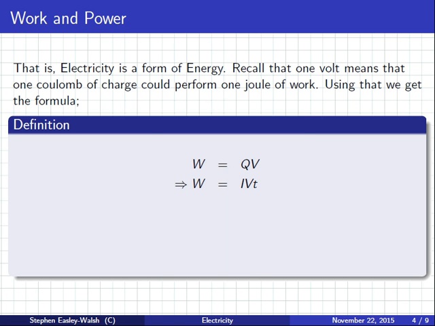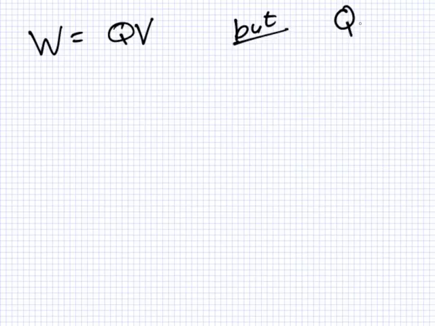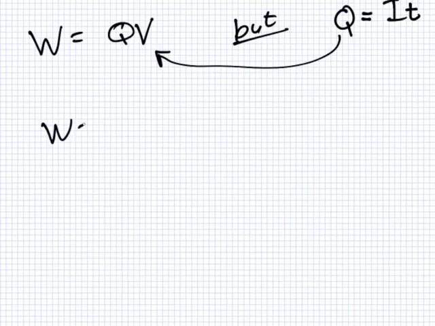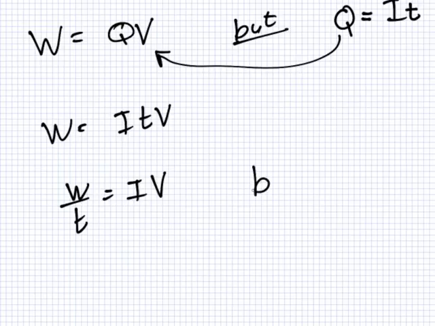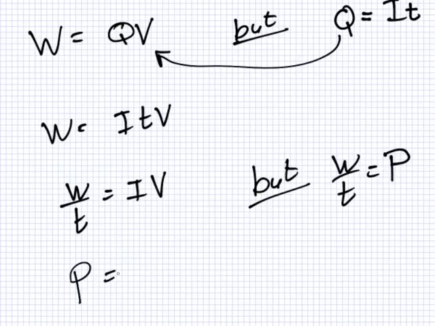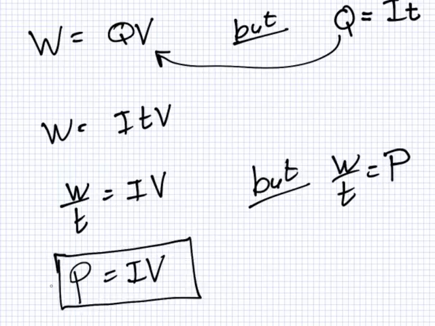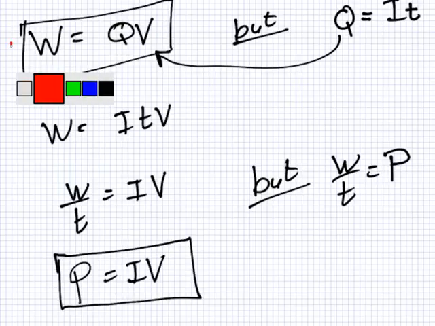Now, actually I'll write it here. Work equals QV. Got that? But, if you remember, does anyone remember a formula for Q? It. Very good. So if I put that in here, I get W equals ITV. Now I divide by T, so I get W over T equals IV, but what does W over T equal? Power. So now you get power equals IV. So this is important, and this one's important.